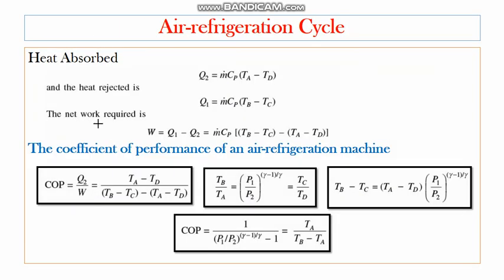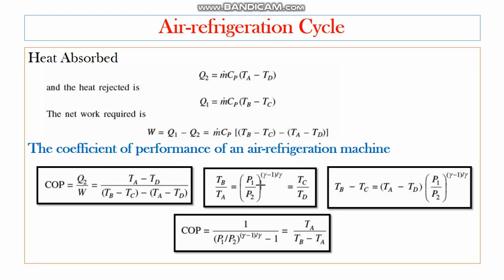Okay, so next is work. Work will be equal to Q1 minus Q2. So you are just subtracting these, and my coefficient of performance will be equal to Q2 by Q1. That is (Ta minus Tb) over (Tb minus Tc). The mCp will get cancelled, so the remaining terms will be there in the equation.